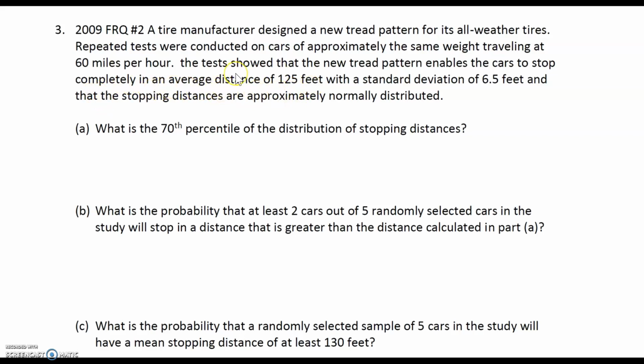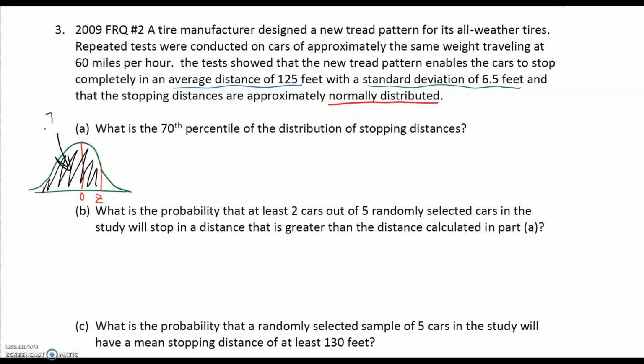of, okay, so we see a couple of important things. Average distance, standard deviation, and the stopping distances are approximately normally distributed. All right, so it says, what is the 70th percentile? So we're looking for an X value. And so we're not looking for the Z, we're looking for the X value.